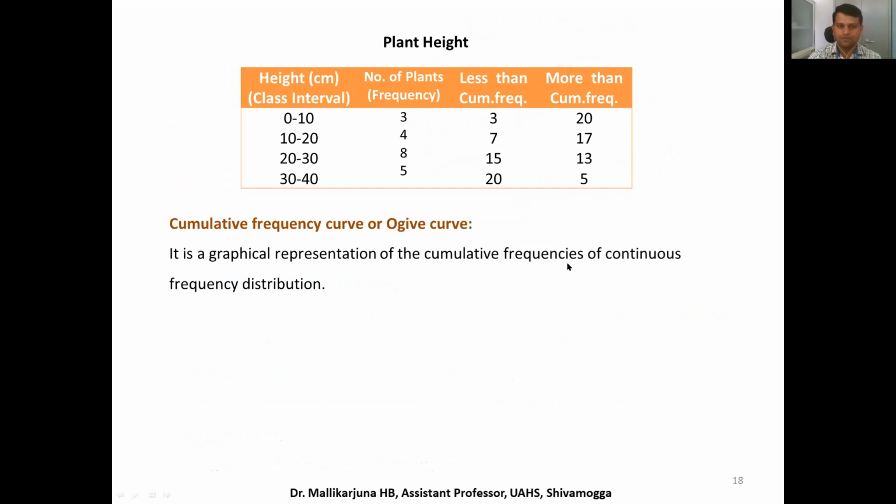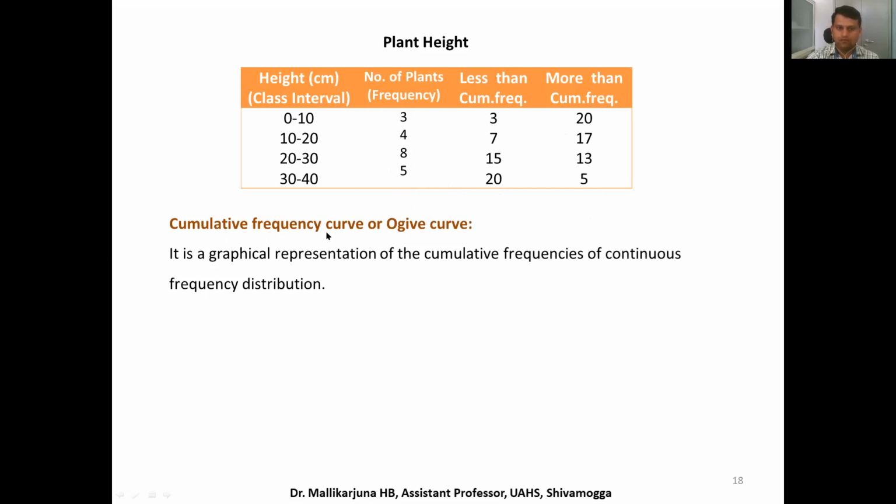Plant height. This is another table. This is the class interval, number of plants as the frequency. The third column is the less than cumulative frequency and the last column is the more than cumulative frequency. For the less than cumulative frequency, as I explained in the previous video, we add from the top. For the more than cumulative frequency, we add the frequencies from the bottom: 5 plus 8 plus 4 plus 3, like this. So the total frequency is 20.